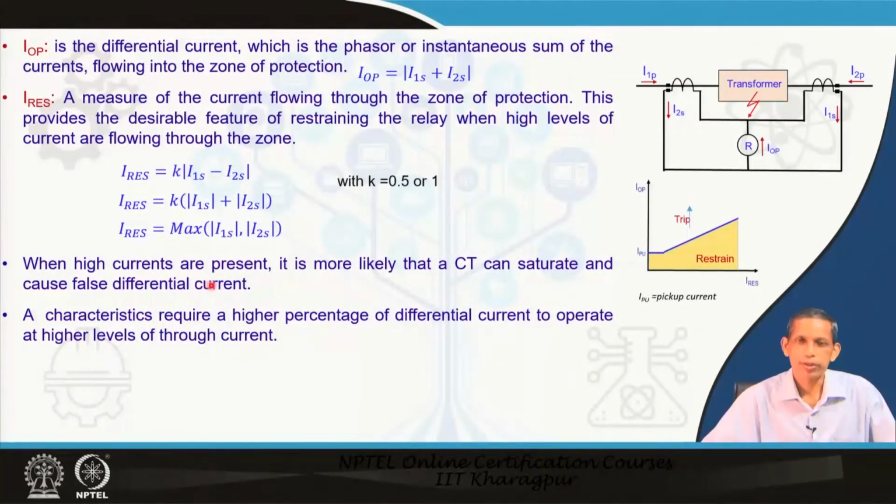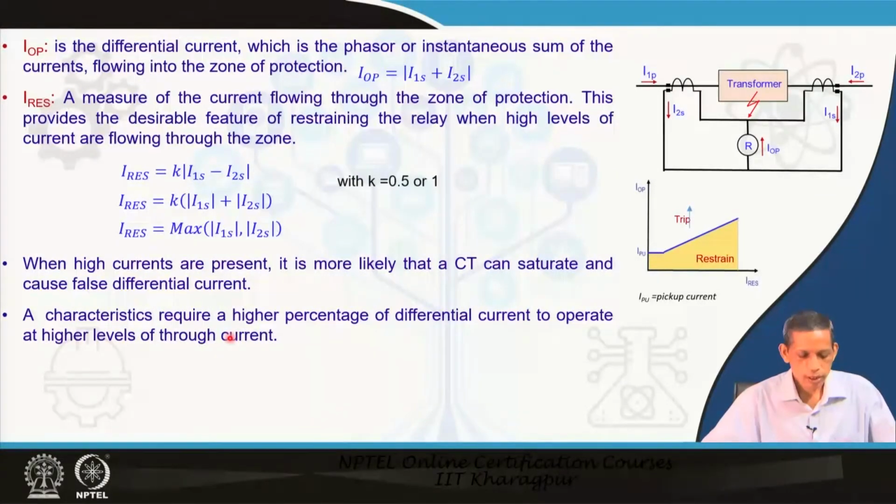When high currents are present, it is more likely that the CT may also saturate, and then a false differential current may flow, which we have already mentioned. This may lead to unwanted maloperation of the relay. So, when the corresponding current happens to be large, the mechanism has to take care of that perspective and all these things.